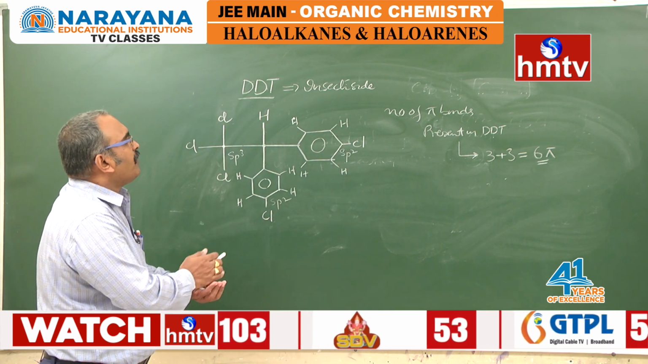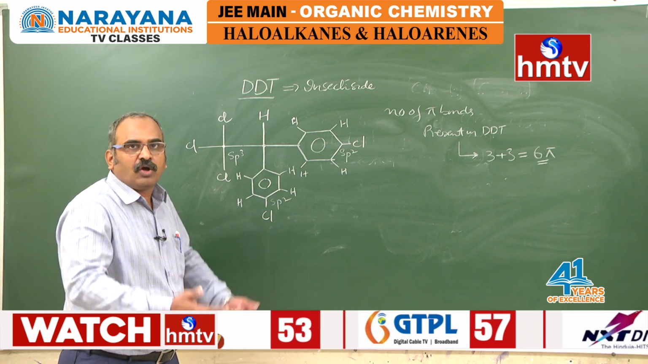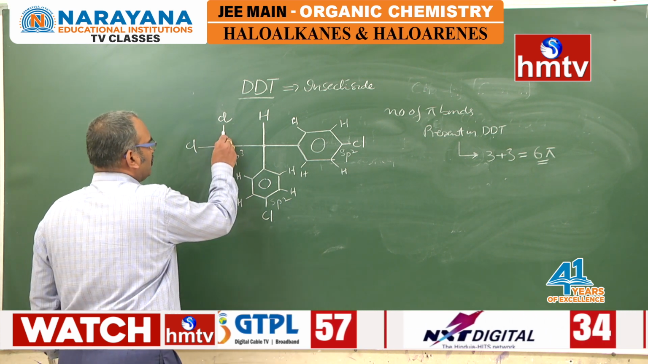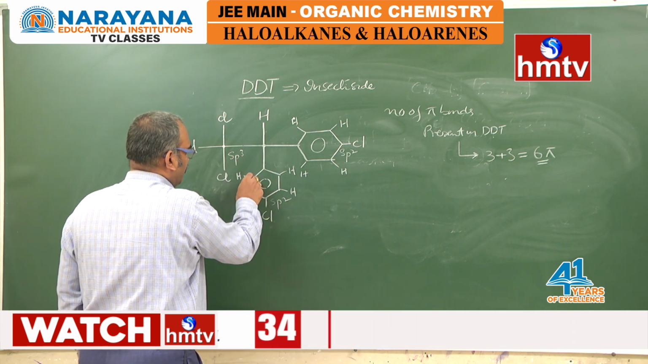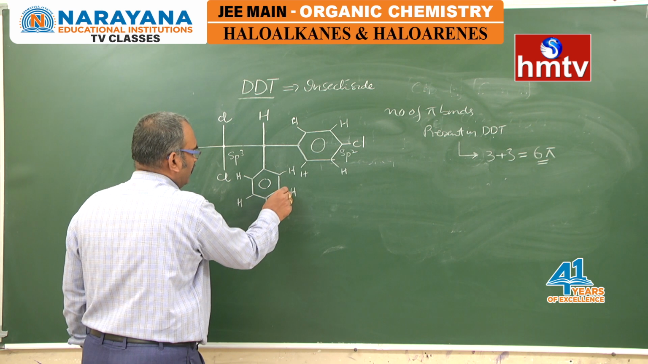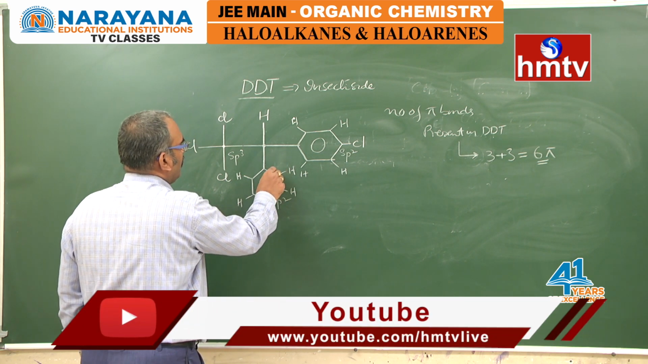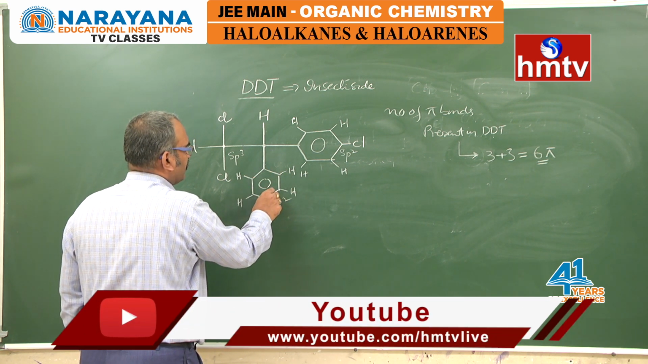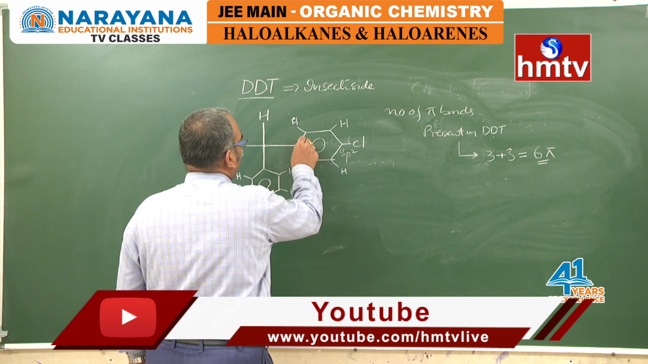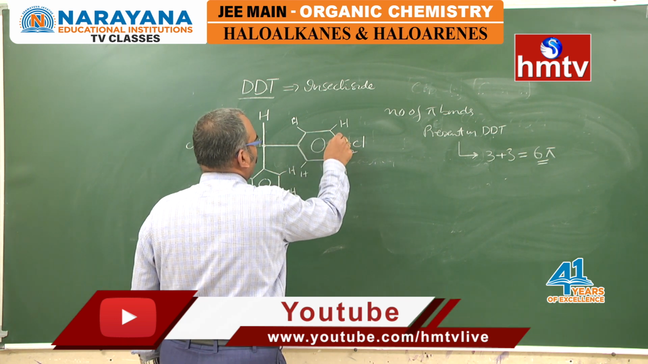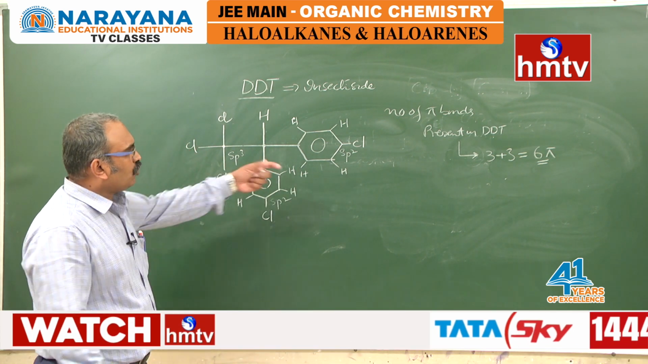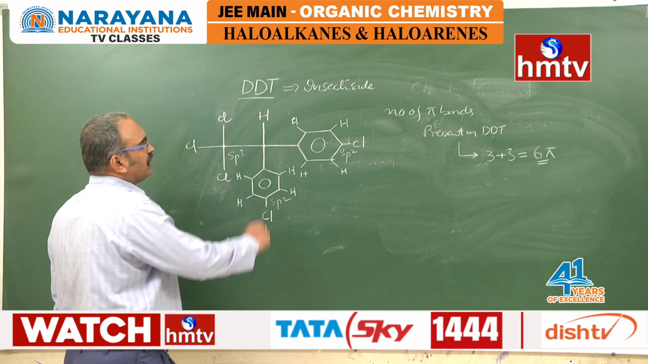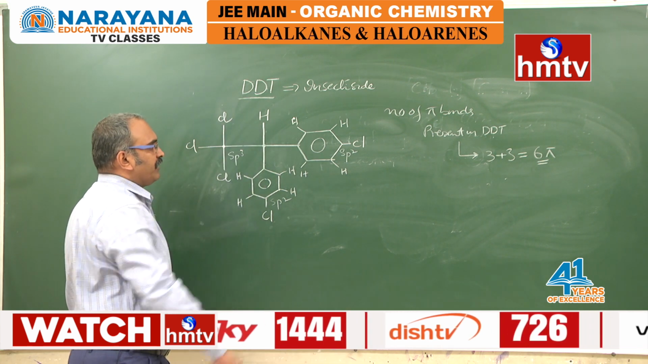They may ask another question: how many sigma and pi bonds are there? Otherwise, the ratio of sigma and pi bonds. This is sigma: 1, 2, 3, 4, 5, 6, 7, 8, 9, 10, 11, 12, 13, 14, 15, 16, 17, 18, 19, 20, 21, 22, 23. Like that, you have to count the number of sigma bonds and put them there. So, learning the structure is very important here.